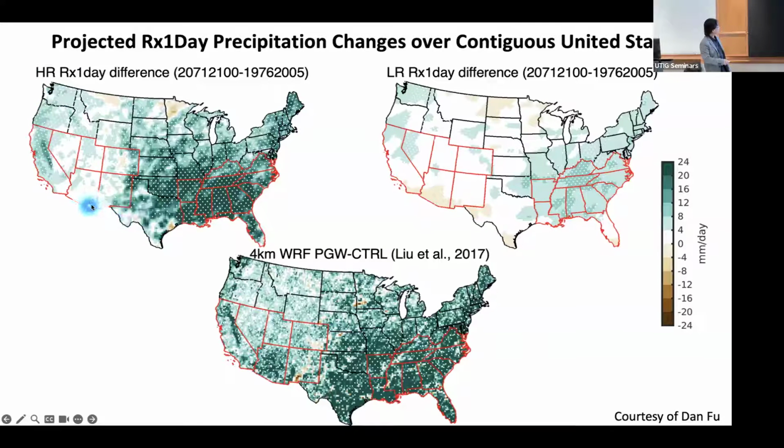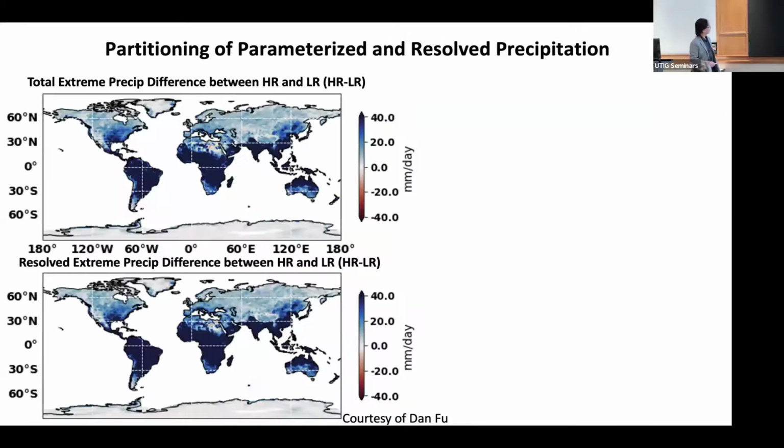And one of the major differences we noticed is in the southwest desert area over here, where the high resolution model projects no increase or maybe even a slight decrease in the extreme rainfall, but the WRF is actually projecting a quite significant increase. So that's an interesting difference, right? And whether this difference is caused by the inconsistency in the lateral boundary condition or something else is not clear. So that's something we're investigating.